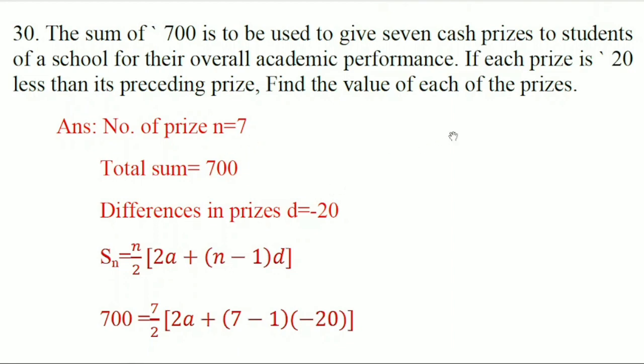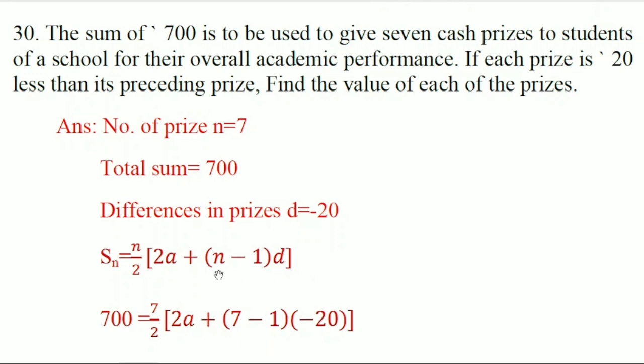Differences in prizes. They have given that each cash prize is 20 less than its preceding prize. That means 20 is the difference from one prize to another. That I have considered as d. So d equals minus 20. Why did I take minus 20? Because the difference from one prize to another is minus 20. So d is equal to minus 20.